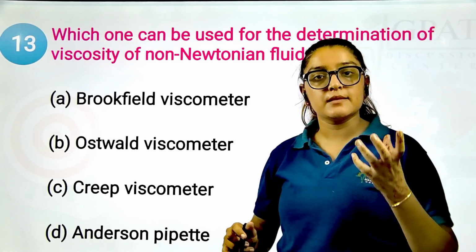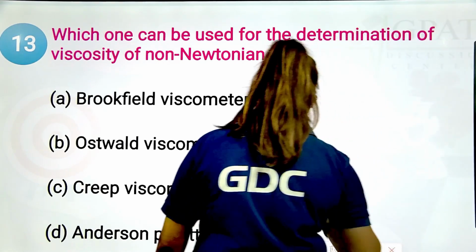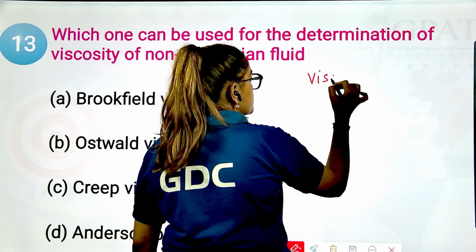So this is a simple classification I am telling you right now. This is a classification of viscometers.